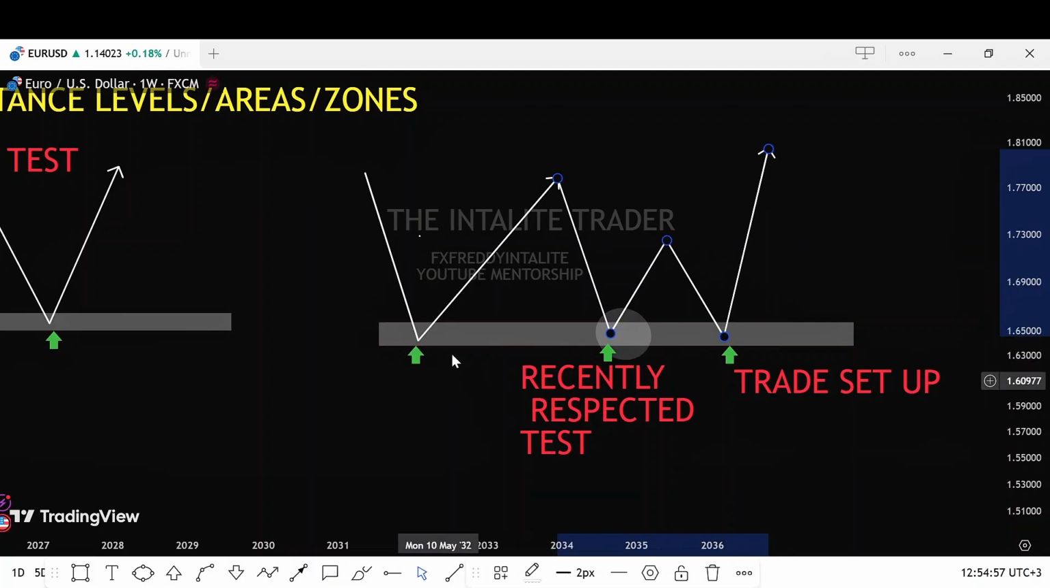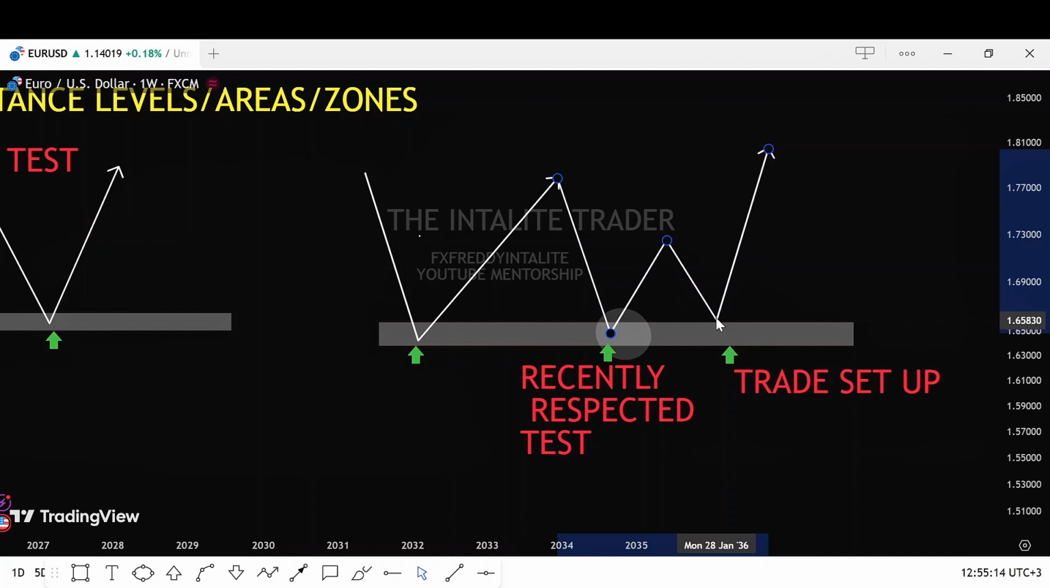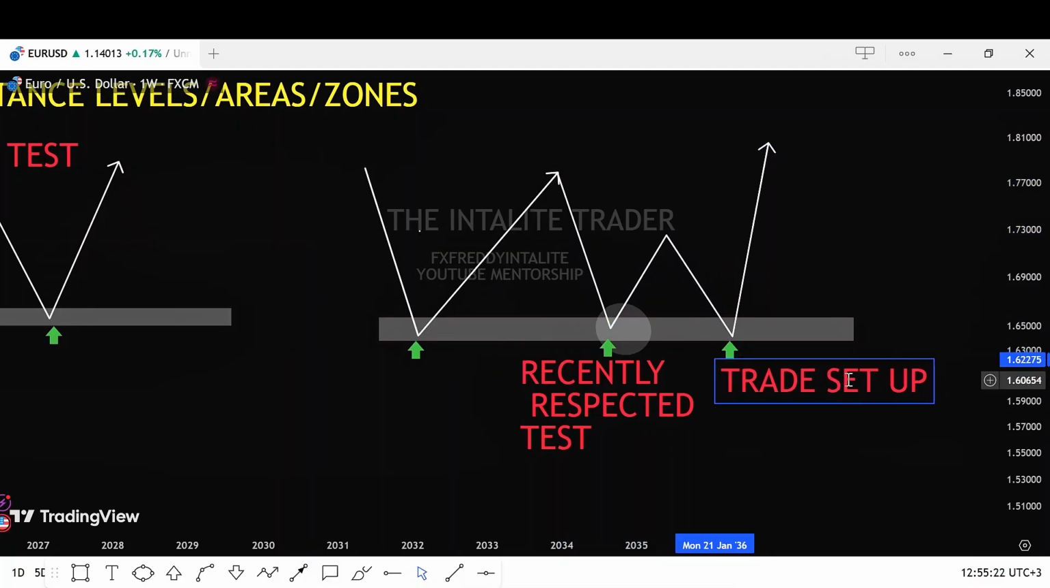Find the key level is step number 1. This is the key level. Then this is the recent respected test, or spot where price reversed from. And then the trade setup presents itself here because the market is still retesting this level. So those are the 3 steps we follow.